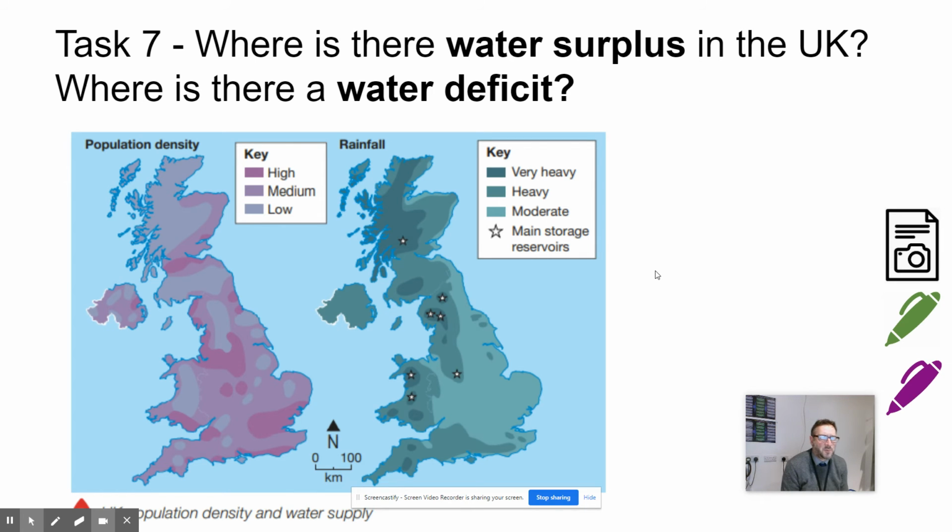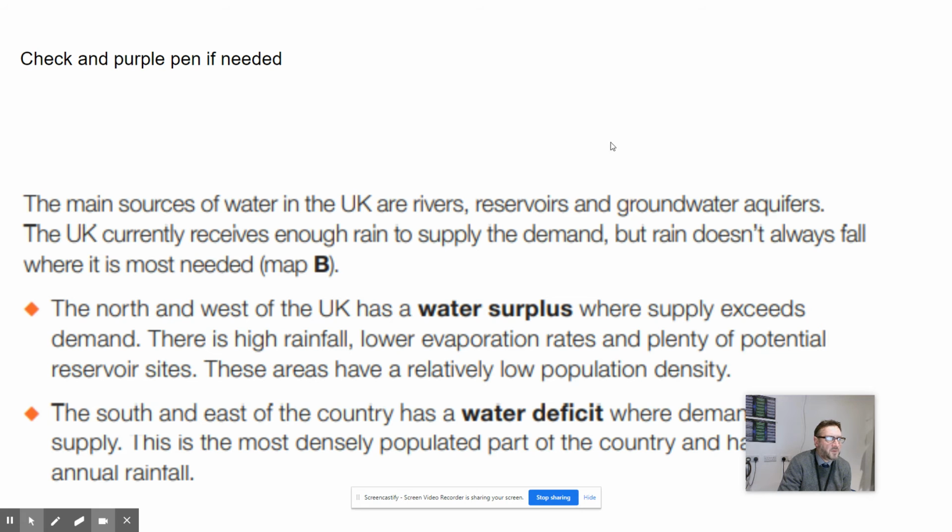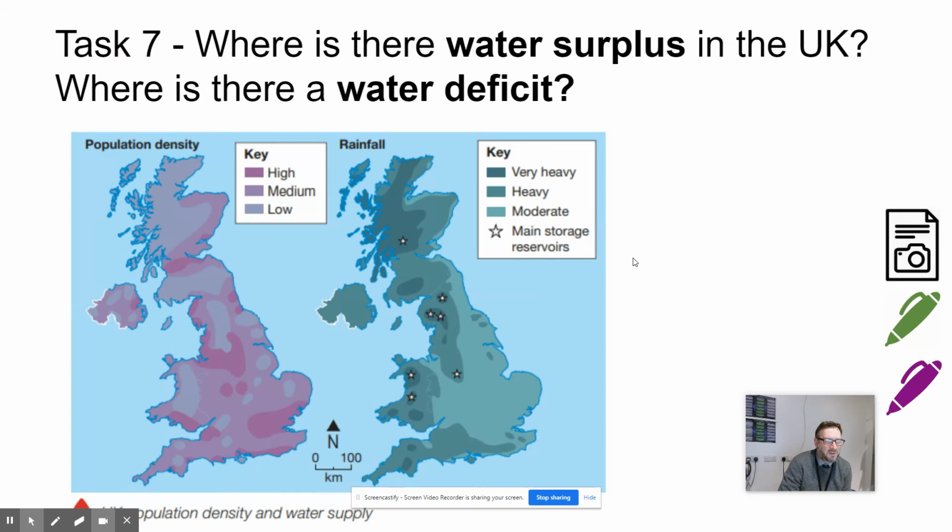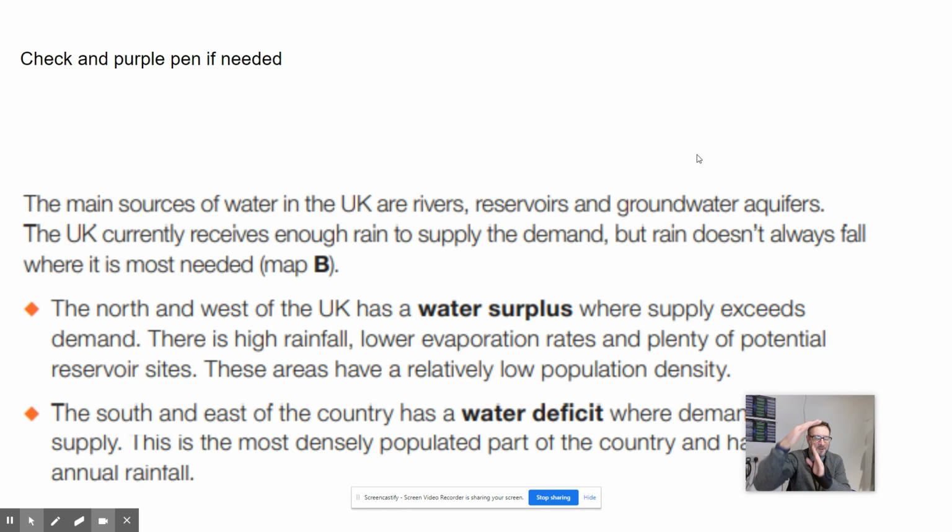So where is there water surplus in the UK? Where is there water deficit? Have a look and do that task for me on your Google Classroom. There's some sentence starters, I think. You can use this to check in Purple Pen, but you've probably got this anyway, because the deficit is where there's not enough, the surplus is where there's too much. Surplus, north and west in the highland areas, largely. Deficit, where the population centres are, in the opposite sort of parts of the UK. So anyway, green pen that, purple pen that.